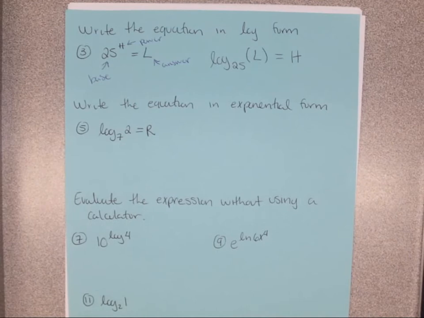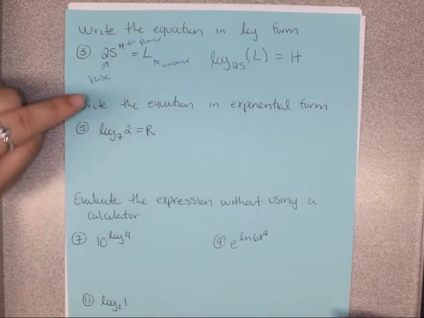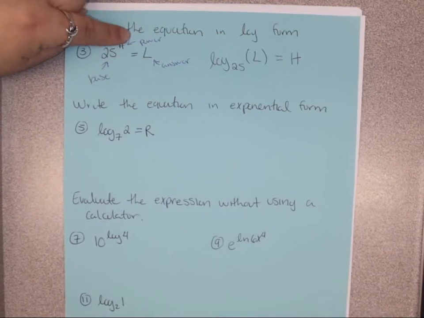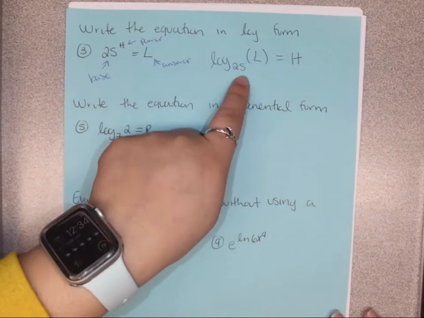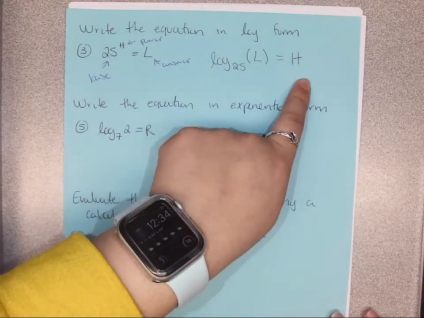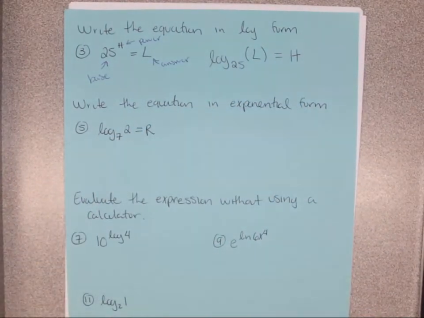For this one, it's just a little bit easier to remember the wordings and see how it changes. A base is raised to a power, the exponent, and this is equal to an answer. So you take log of a base of the answer equals your exponent. So that's how you can change it.